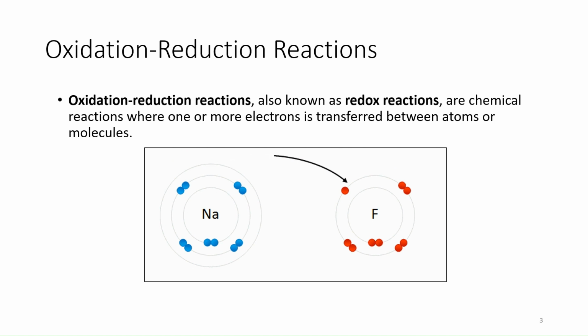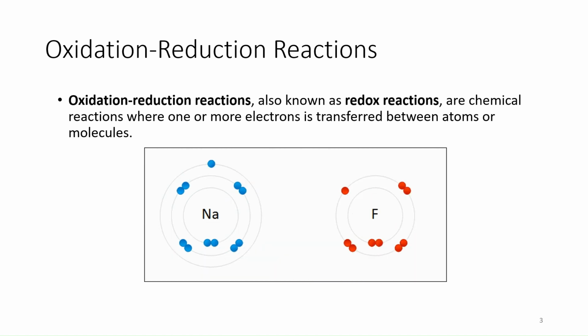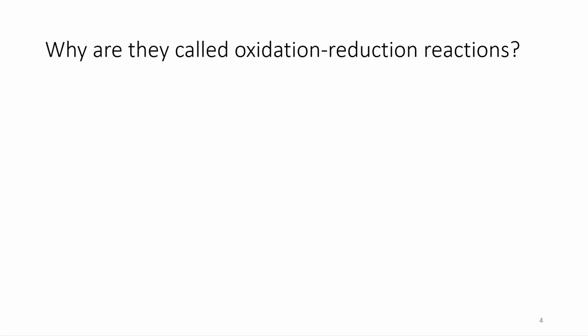Oxidation reduction reactions is a kind of mouthful to say, so they are usually abbreviated as redox reactions. The most common, simplest redox reaction is the formation of an ionic bond between two atoms, which we see here. Let's take a moment and discuss why they are called oxidation reduction reactions, because understanding what this name actually means can make it easier to remember what these reactions are.